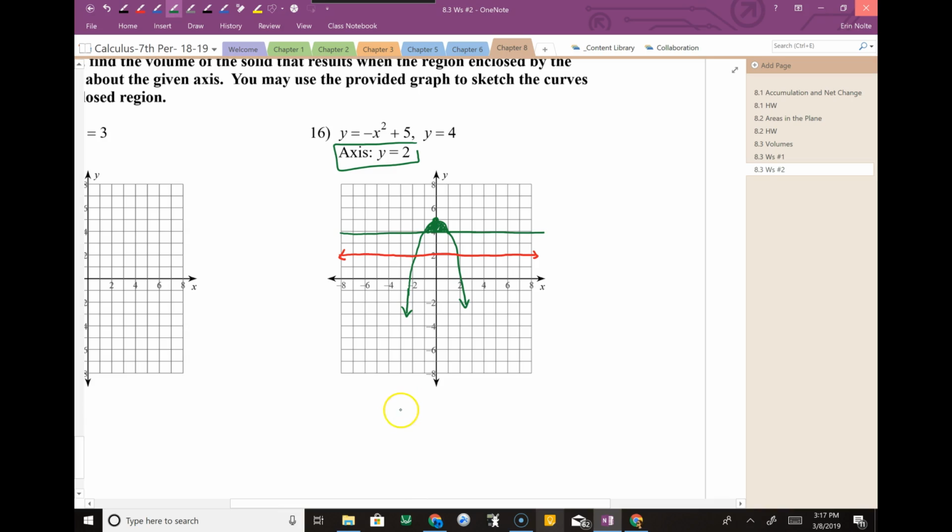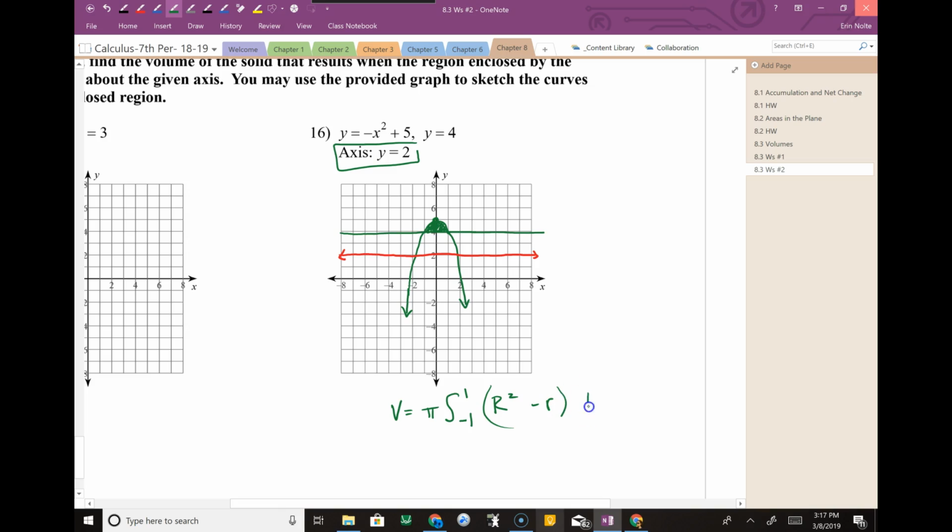Good. Okay, so since we're revolving it around y equals 2, are we doing a dx or a dy? Dx. Good. Okay, so it's going to be pi. What are the two bounds we're going to be between? Negative 1 and 1, so that you're doing it in x's. So then we'll have big R squared minus little r squared.